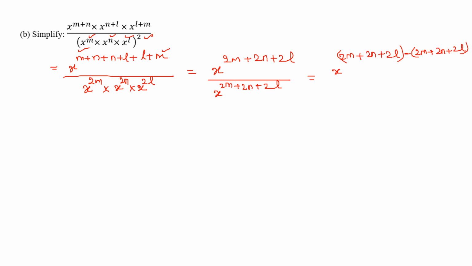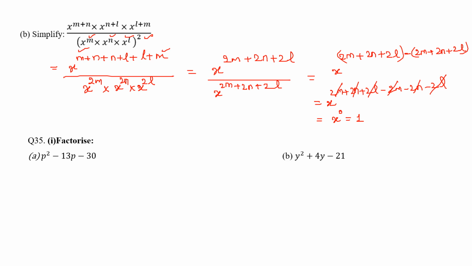So what it will become? It will become x to the power 2m plus 2n plus 2l minus 2m minus 2n minus 2l. And you will see everything will get cancelled out. 2m and minus 2m, 2n and minus 2n, 2l and minus 2l. So it will become x to the power 0, which is equal to 1. So this is the answer.